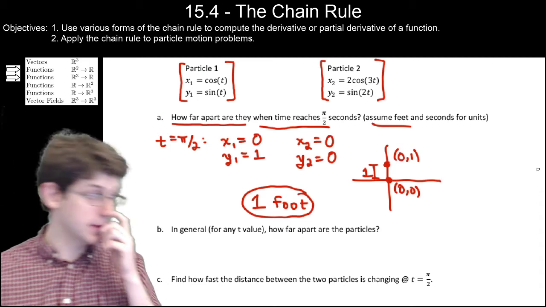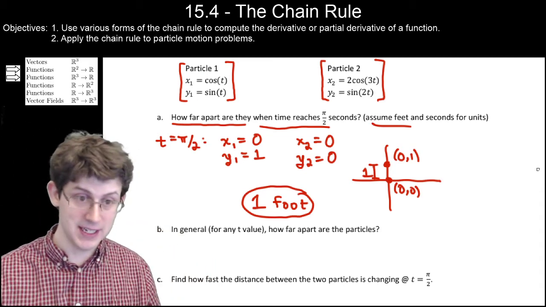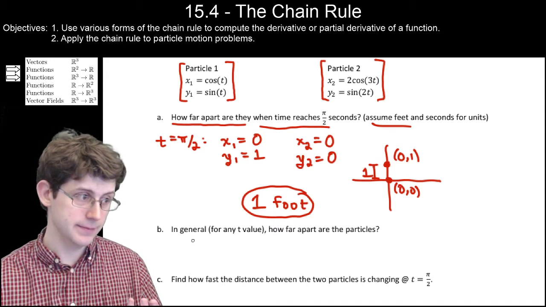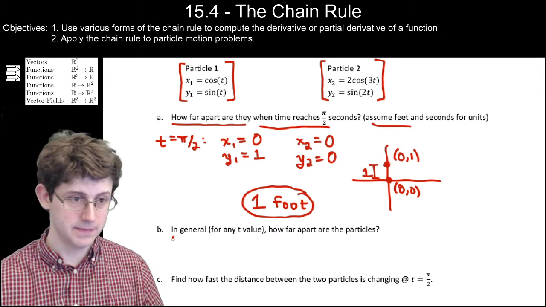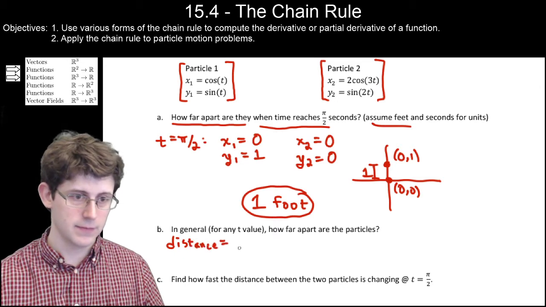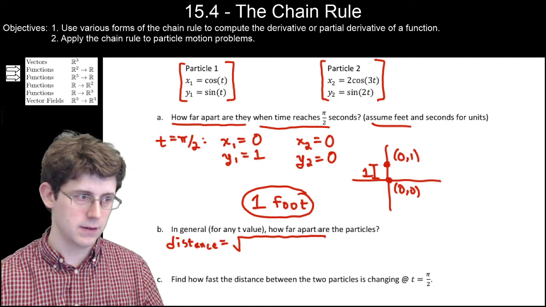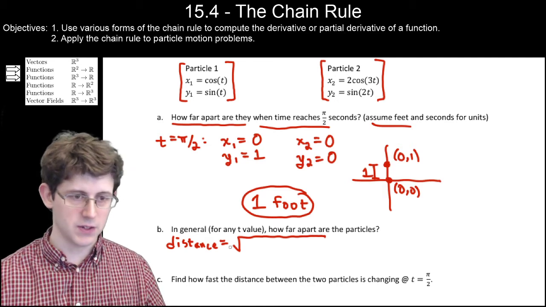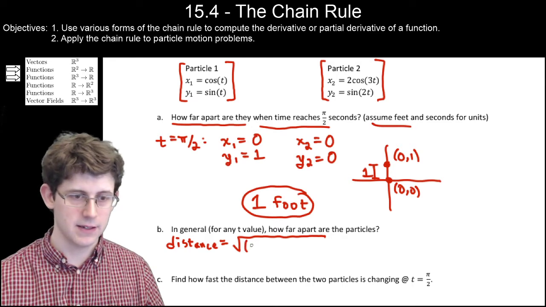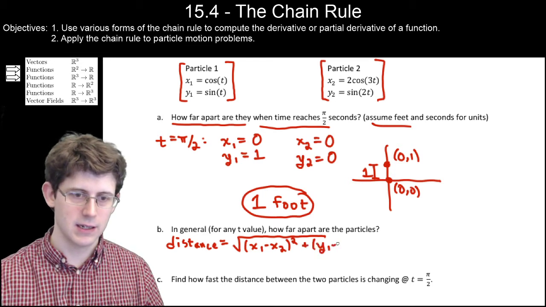Then we want how far apart are they at any value of t. Okay, well now we'll just use the distance formula. We'll take the square root of, just write down what the distance formula says. So it's the difference of the x's squared plus the difference of the y's squared.